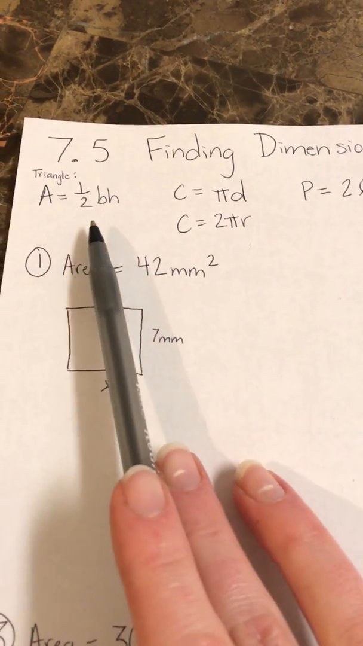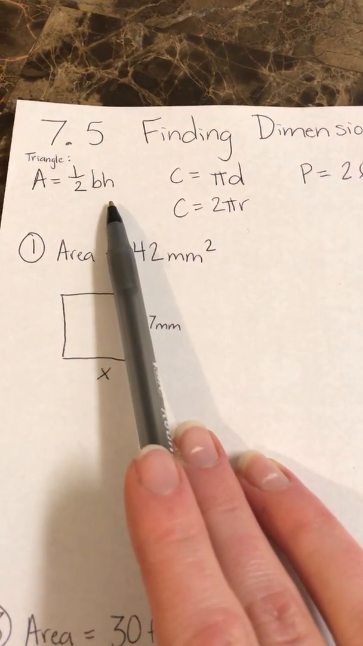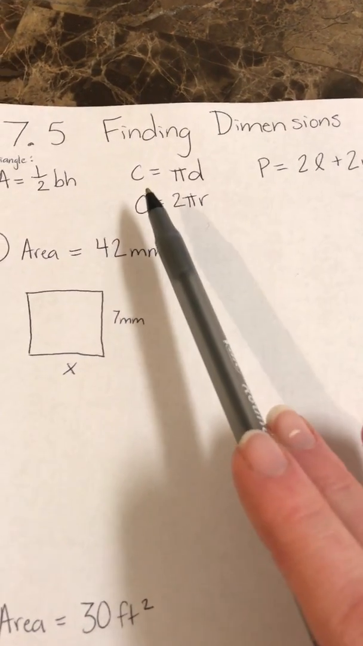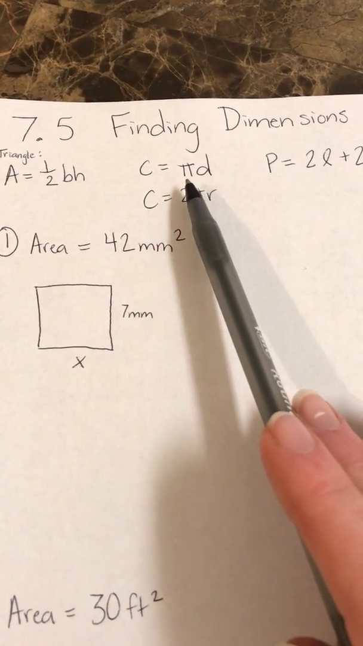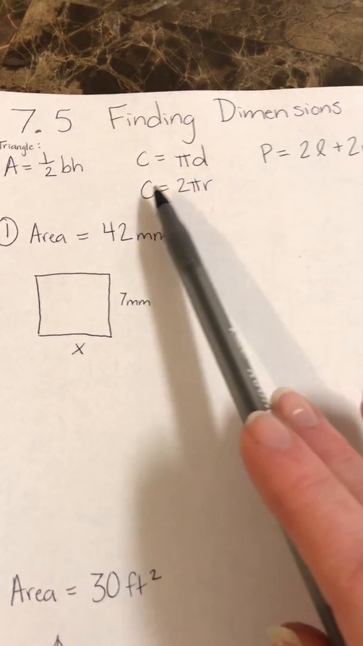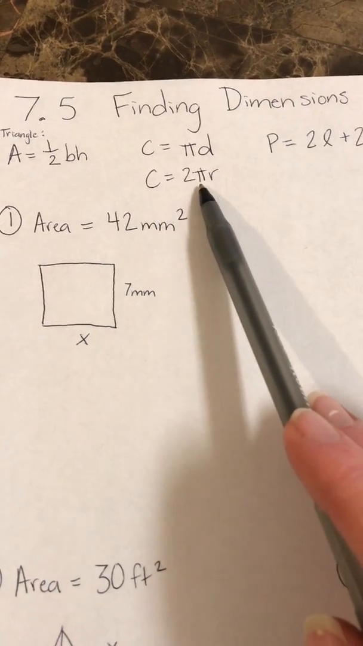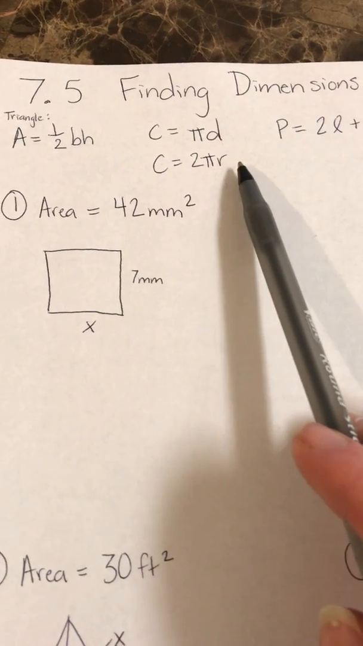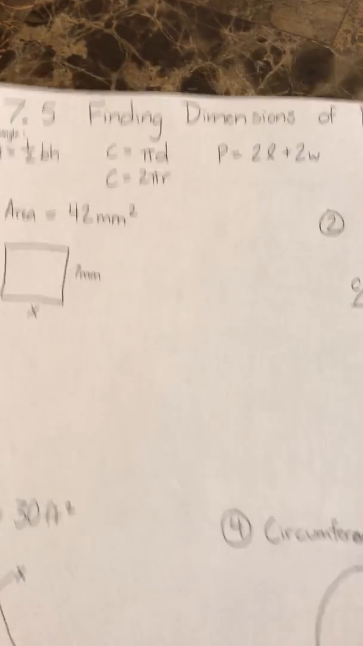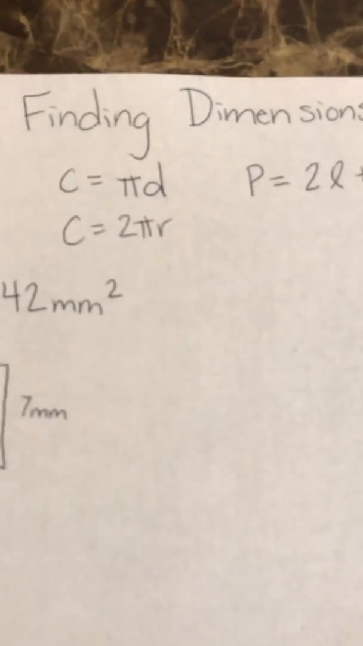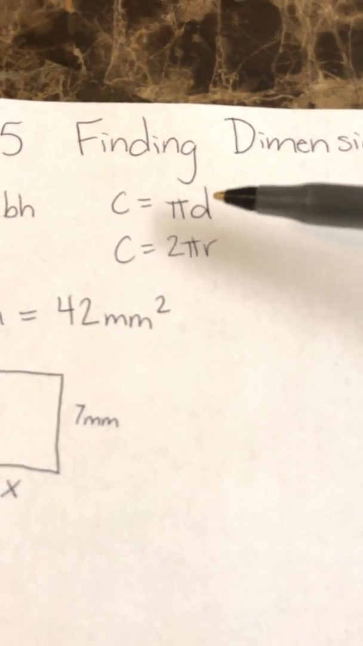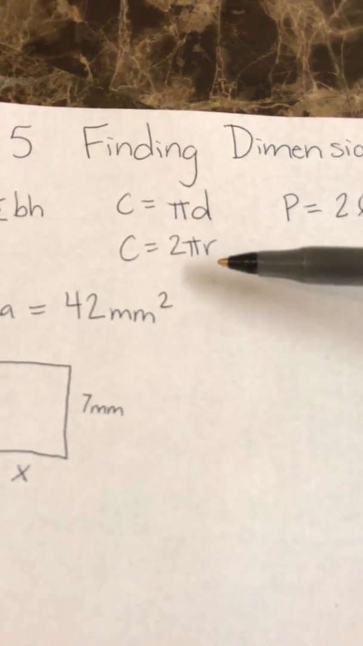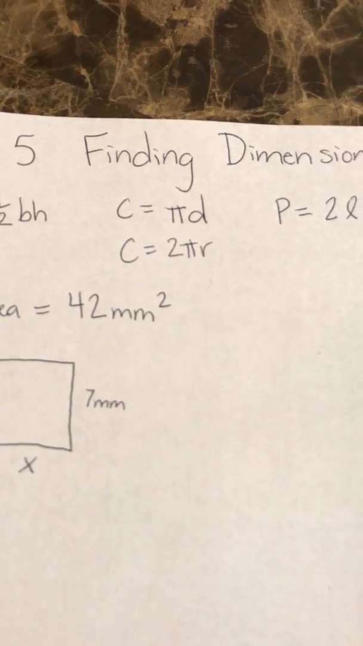The area for a triangle is half base times height. For a circle, the circumference equals pi times diameter, and the circumference also equals 2 times pi times radius, okay? Because when you're finding circumference, you might only be given the diameter or you might only be given the radius, so you have to figure out which one you want to use.